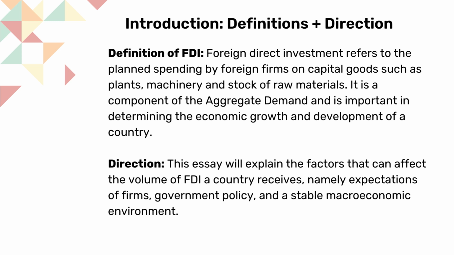In this section of the module, we'll be looking at writing the Part A essay in detail. For the introduction, as this question mainly revolves around foreign direct investments, it'll be good to define FDI here. FDI refers to the planned spending by foreign firms on capital goods, such as plants, machinery, and stock of raw materials. To show the use or significance of FDI, you can write that it is a component of your aggregate demand and that it is important in determining the economic growth and development of a country.